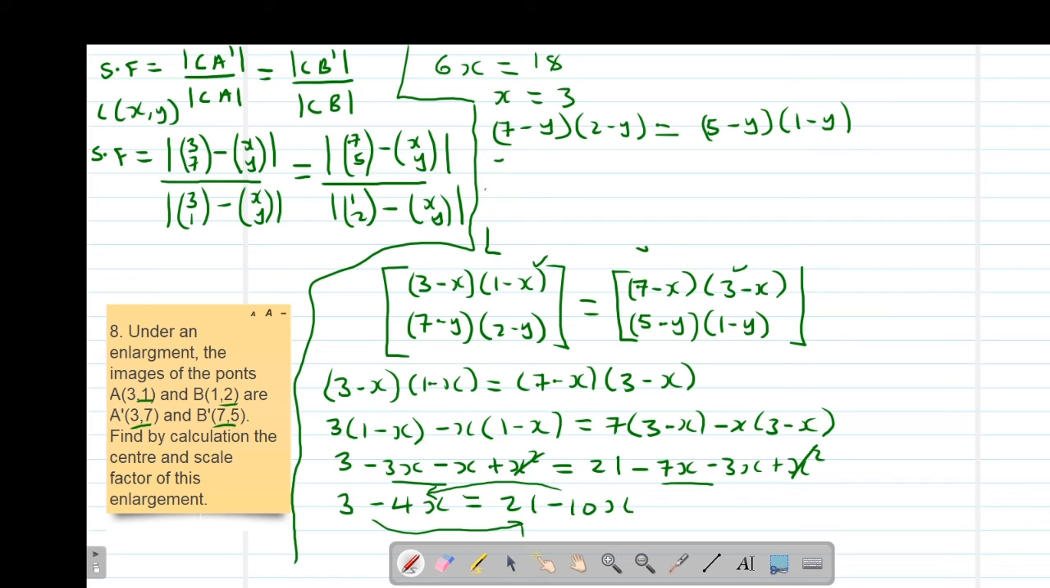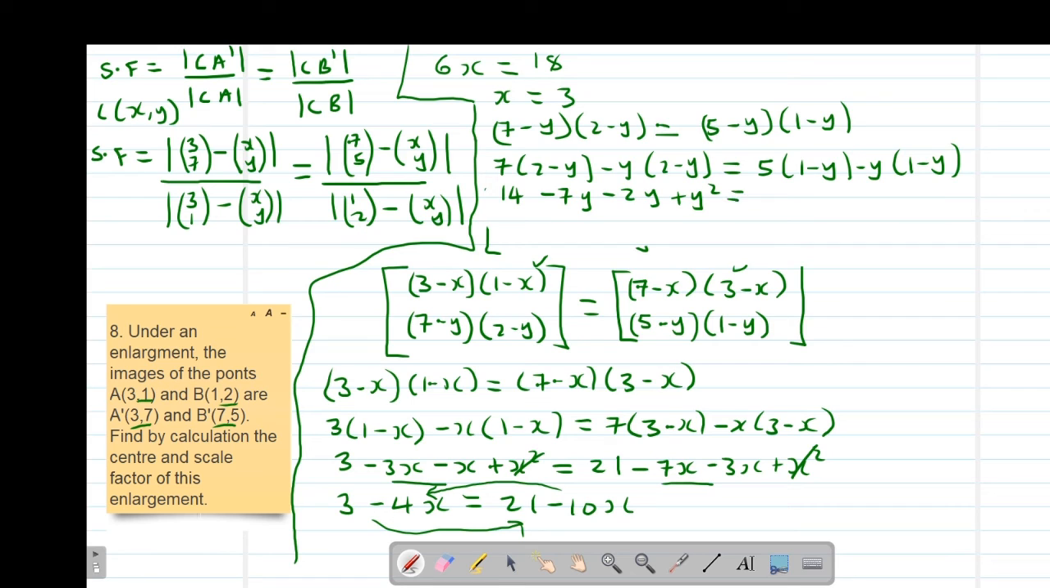So this will be 7 into 2 minus y, then minus y into 2 minus y should be equal to 5 into 1 minus y, then minus y into 1 minus y. So this will give me 14, then minus 7y, minus 2y, then plus y squared should be equal to 5 minus 5y, then minus y, then plus y squared. Of course, y squared and y squared is also going to cancel out.